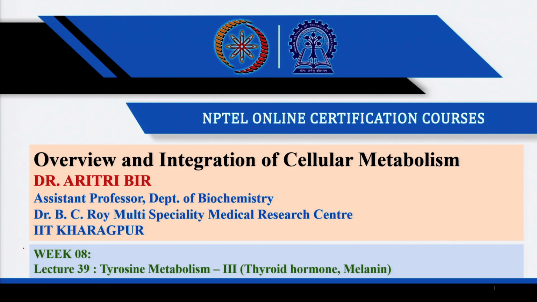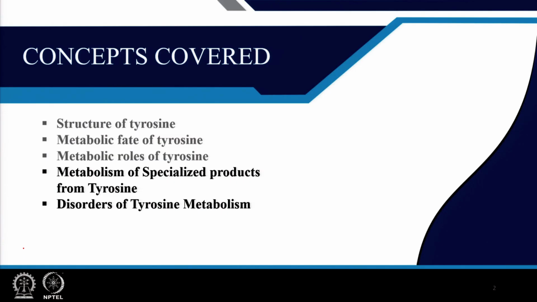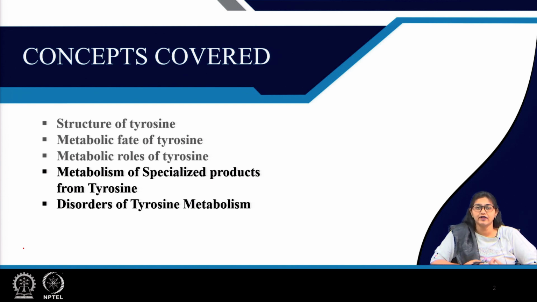The topic is overview and integration of cellular metabolism. In the last two classes, we have started discussion for tyrosine metabolism. Then we have discussed the different properties of tyrosine, the metabolic fates of tyrosine, roles of tyrosine. Then we started to discuss the specialized products which are formed from tyrosine. In the previous class, we discussed the catecholamines: epinephrine, norepinephrine and dopamine.